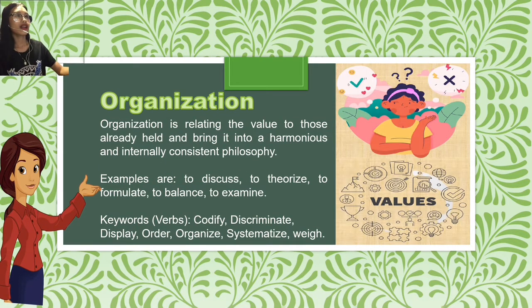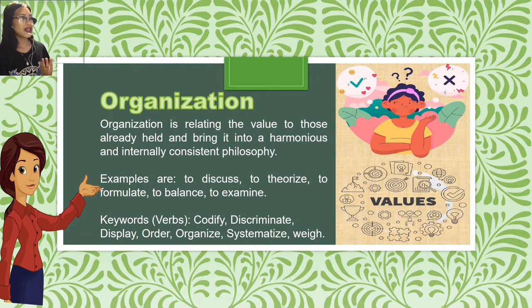Next, organization. Organization is relating the value to those already held and bringing it into a harmonious and internally consistent philosophy. Examples are to discuss, to theorize, to formulate, to balance, and to examine. At this level, the learners start organizing and rearranging these values. They work for the values and they are committed to work on those values.